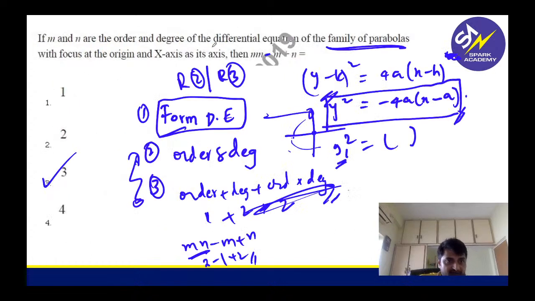Jayant, it's not m plus n. It is mn minus m plus n. Mn minus m plus n. M is the order. So that's why I have taken 2 minus 1 plus 2.